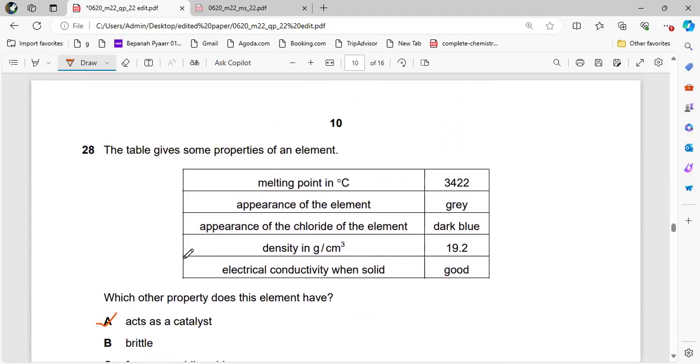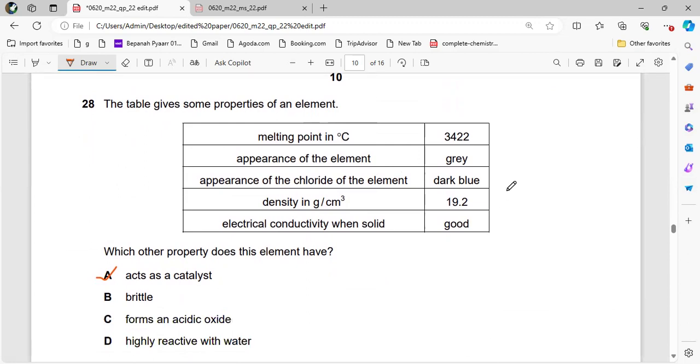The table gives some properties of an element. Melting point 3422. The element is gray in color. The appearance of the chloride of the element is dark blue. Its density is 19.2 and it is a good conductor of electricity. So you can observe that it has a higher melting point. It is a colored element. Okay. The compound also has some color. It has high density and is also a good conductor of electricity. All these properties are of transition elements.